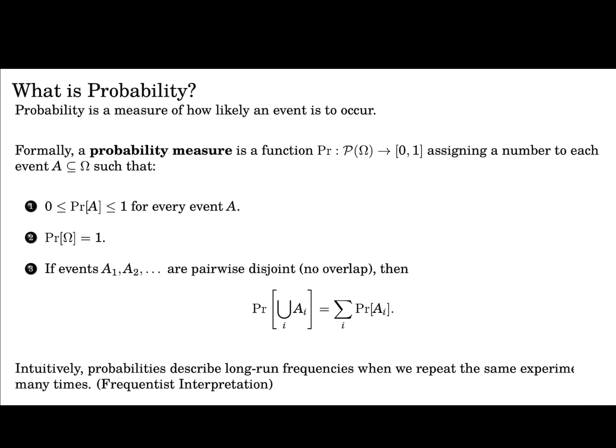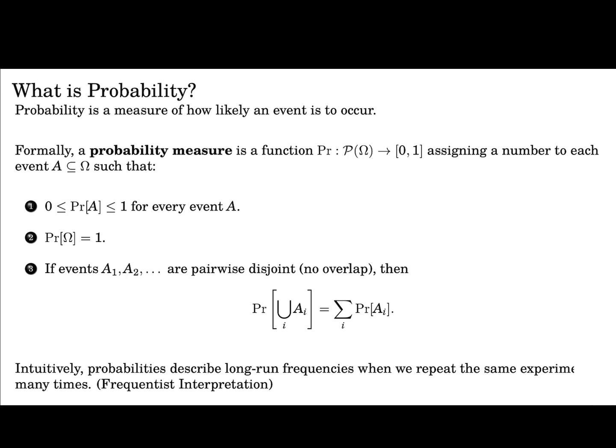Second, the probability of the whole sample space is always equal to 1. Something in the sample space has to happen, so the probability of everything has to be equal to 1. And third, if you have a series of events and they are disjoint, so they do not overlap, then the probability that one of these events happens, so their union, the OR of these events, is just the sum of the probabilities. This is what we used in the example before. The outcomes 2, 4, and 6 were disjoint, so we just added the probabilities.